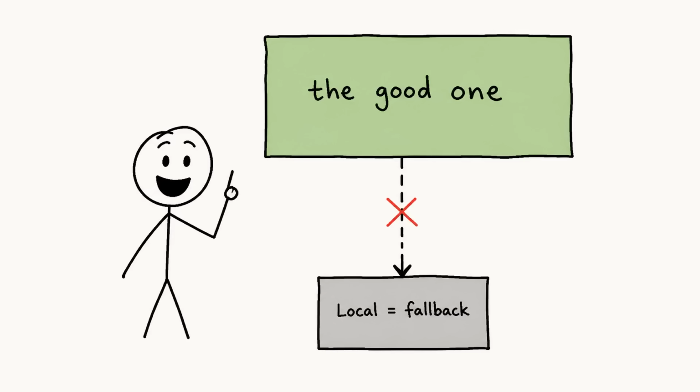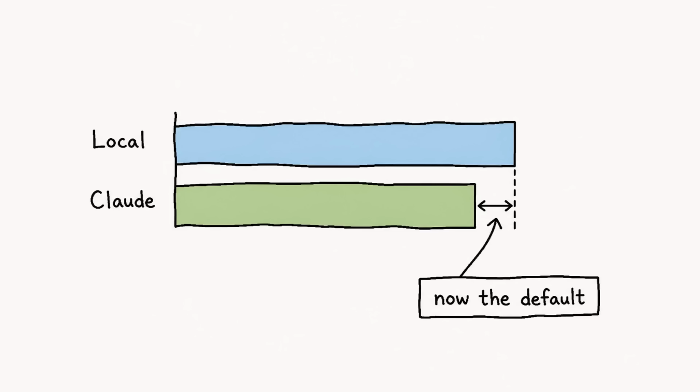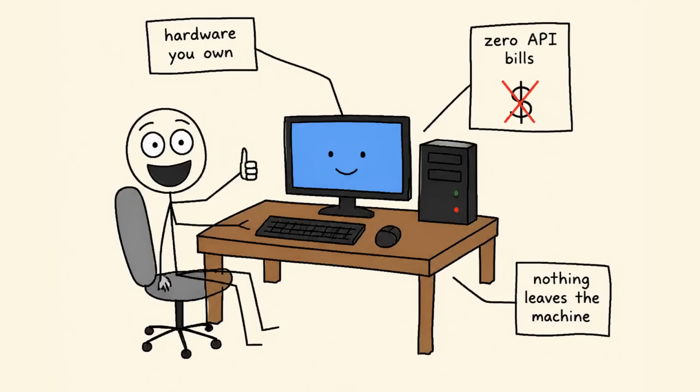Local models have always been the thing you use when you can't use the good one. The fallback, right? He's saying the gap closed enough that the local model's now the default for real tasks, on hardware he owns, with zero API bills and nothing leaving the machine.